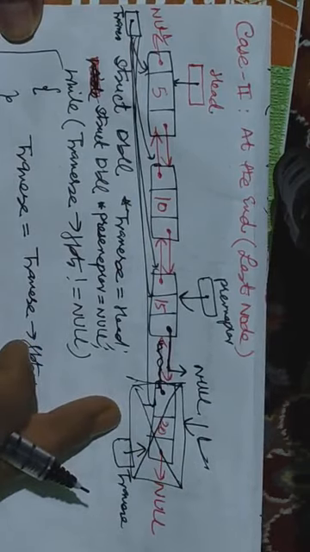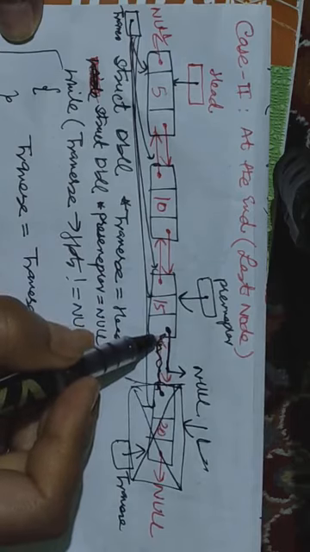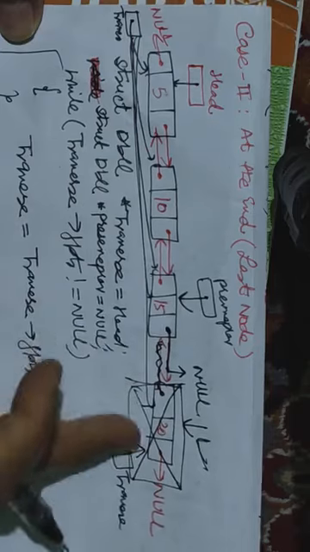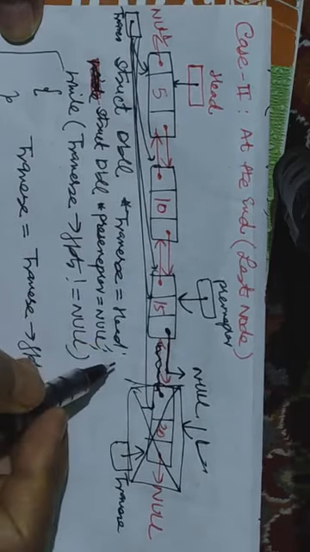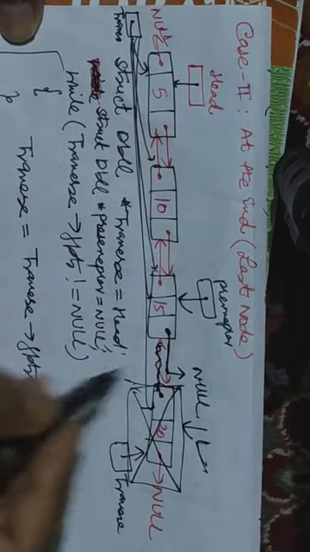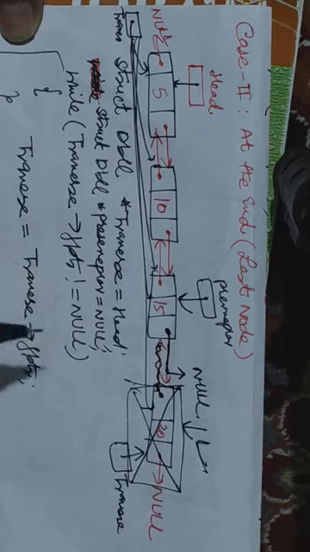So we would have to do this. We would have to make this forward pointer of this node, that is the node previous to the last node, point to null, and then we will have to free up the space of the last node, right? So how will we do that?